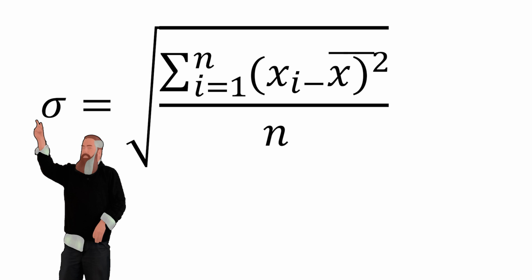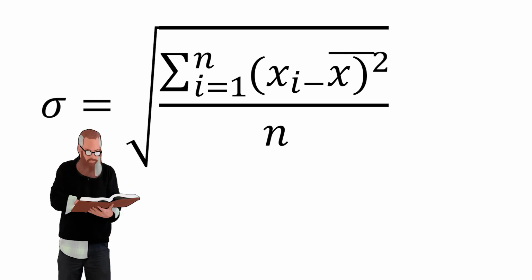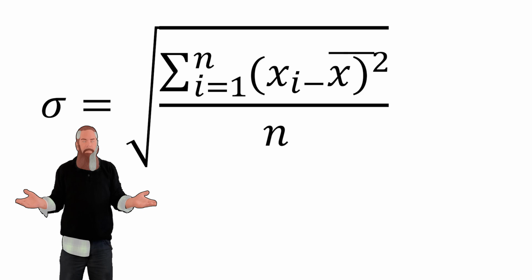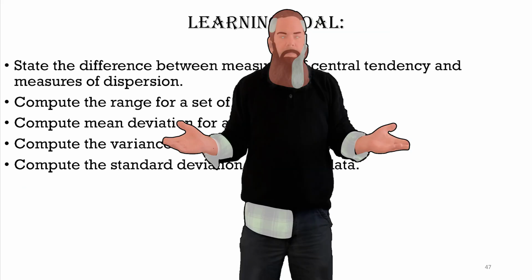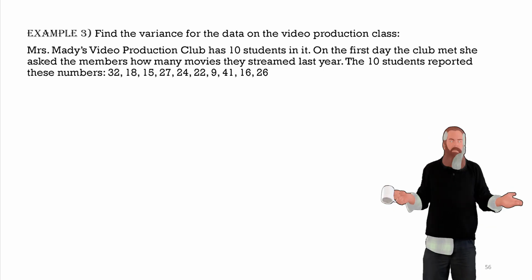The variance, denoted sigma squared, can be shown algebraically using the sigma notation seen here. Write this down. The variance is very commonly used to measure dispersion. Now let's compute variance from a data set. Find the variance for the data on the video production class.